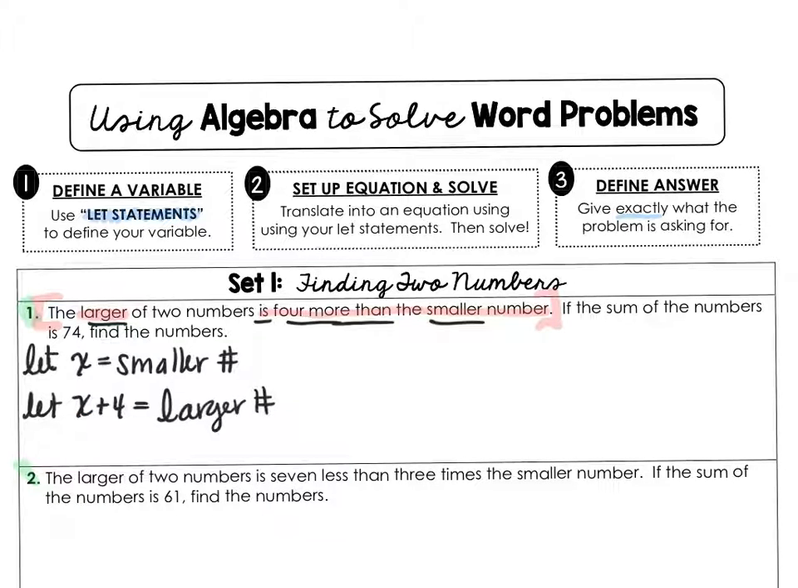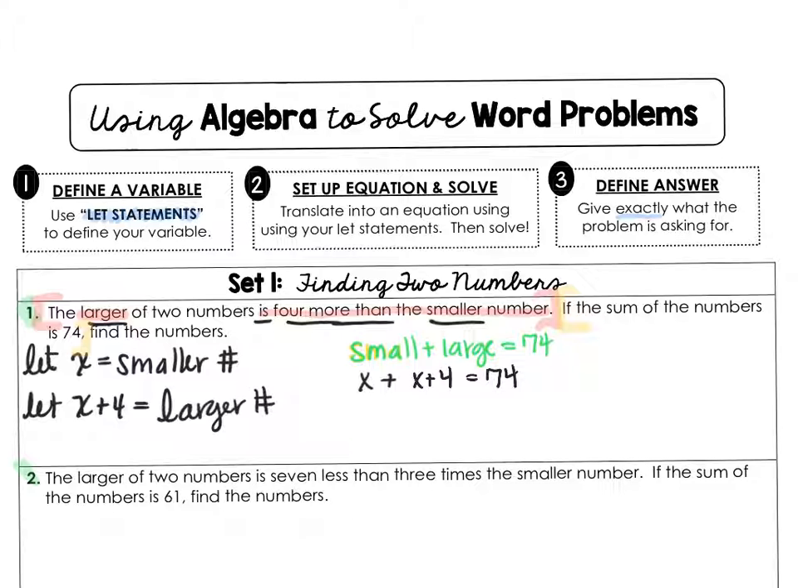Next, I'm going to set up my equation. Well, that's going to come from the second sentence. If the sum of the two numbers is 74, find the numbers. So my small plus my large equals 74, which means x plus x plus 4 equals 74.